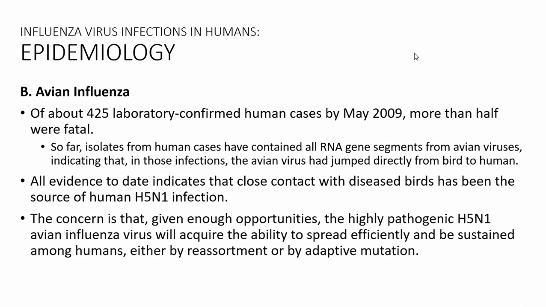All evidence to date indicates that close contact with diseased birds has been the source of human H5N1 infection. The concern is that given enough opportunities, the highly pathogenic H5N1 avian influenza virus will acquire the ability to spread efficiently and be sustained among humans, either by reassortment or by adaptive mutation. And this would result in a devastating influenza pandemic.